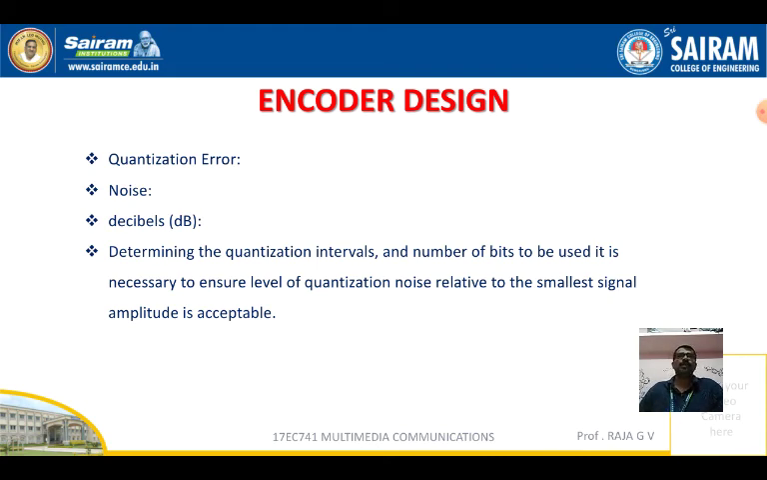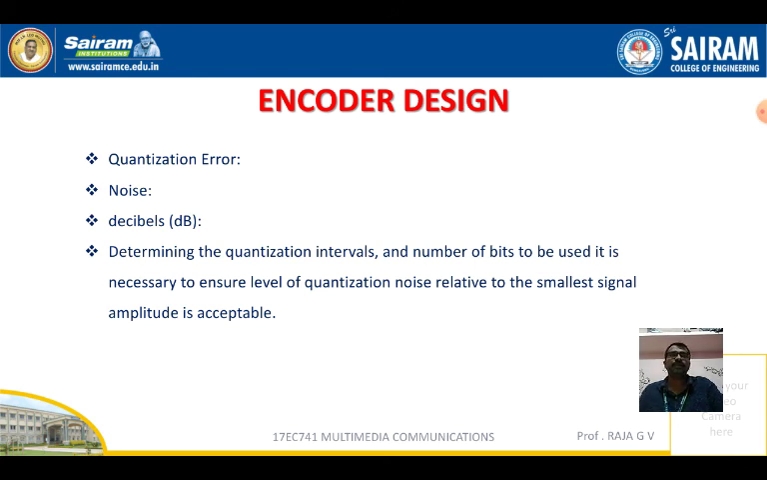The term noise is used, as in electrical circuits, to refer to a signal whose amplitude varies randomly with respect to time. Another related factor which influences the choice of the number of quantization intervals used for a particular signal is the smallest amplitude relative to its peak amplitude.